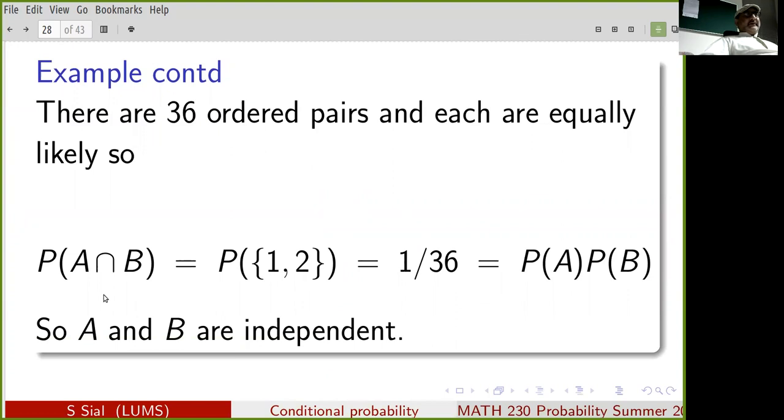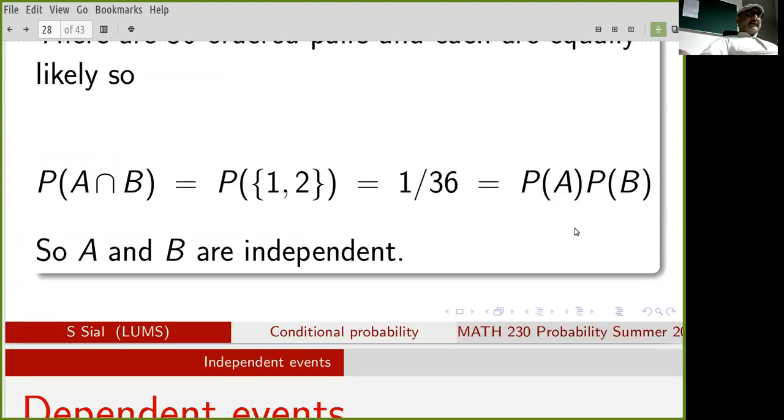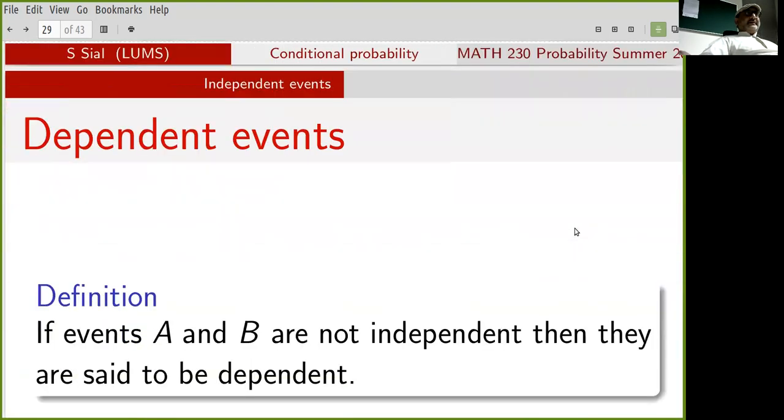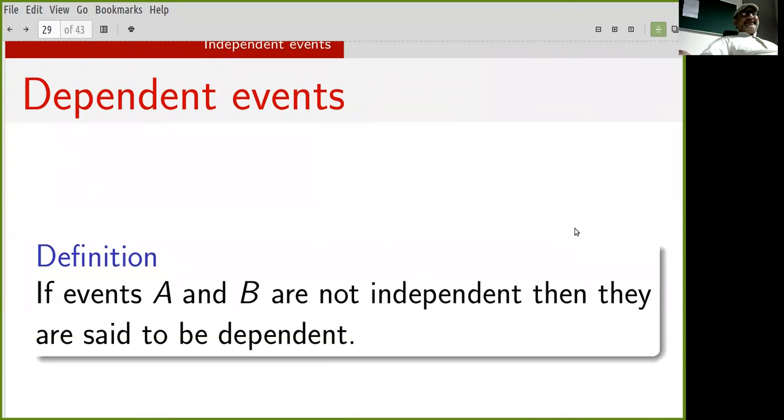So the probability of A and B is the probability that the first one rolls a 1 and the next one rolls a 2. And that's 1 out of 36. And that's in fact equal to the probability of A, which was 1/6, times the probability of B, which is 1/6. So A and B are independent. Okay, dependent events. If it turns out that two events are not independent, then we say they're dependent.